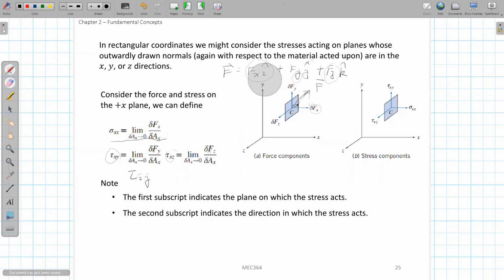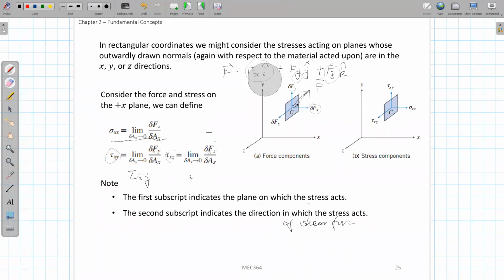By this way, you will see that tau basically has two indices, i and j. The first index i indicates the normal direction of where this area will be. So in this case, tau x means that for this surface area, the normal direction will be in the positive x direction. And the second index basically indicates the direction of the shear force. So if it is tau xy, we know that the shear force is in the y direction, and if tau xz, the shear force is in the z direction.